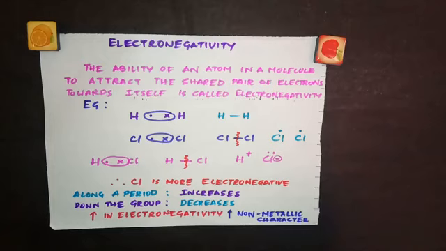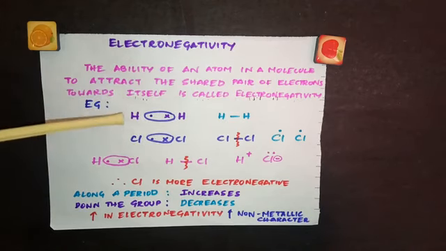Hi guys, we have been seeing about the periodic properties. In that series, we have seen about atomic radii, ionic radii, ionization enthalpy, and electron gain enthalpy. In that series, we are going to see one more periodic property, which is called electronegativity. Electronegativity is a qualitative measure of the ability of an atom in a molecule to attract the shared pair of electrons towards itself.